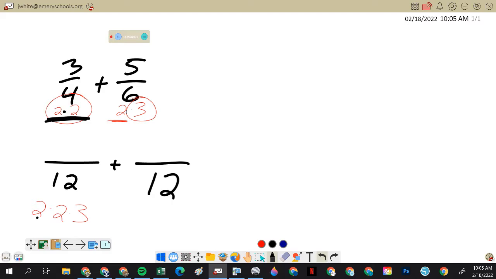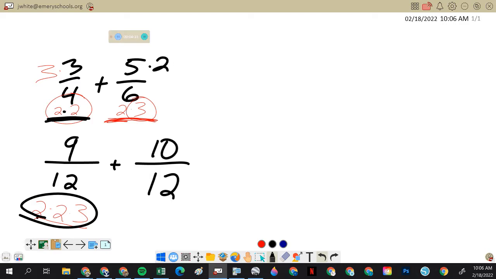Okay? Now, we look at each fraction. What is the first fraction missing here? A 3. What is this fraction missing? This is what it needs, a 2 and a 2 and a 3. So it's missing a 2, so we multiply this one by 2, and I get 9 plus 10 is 19 over 12.